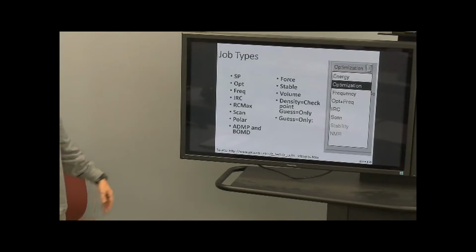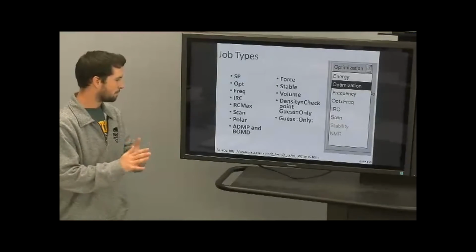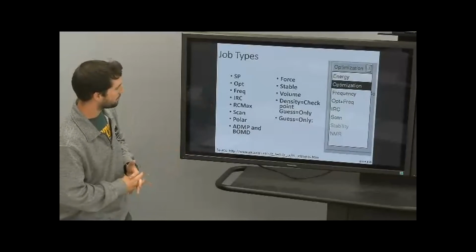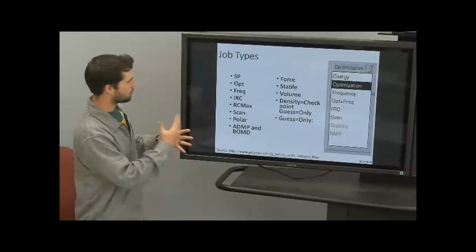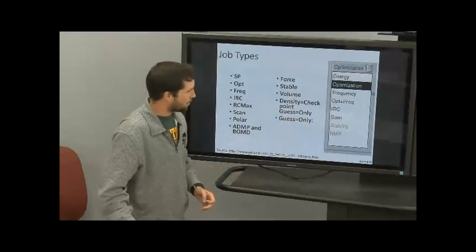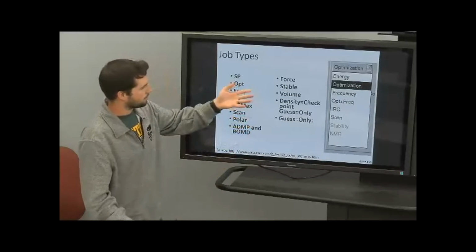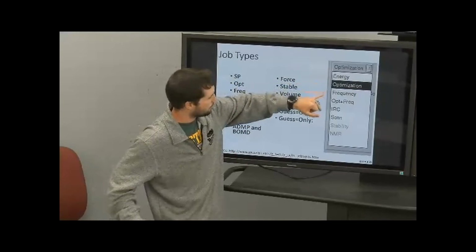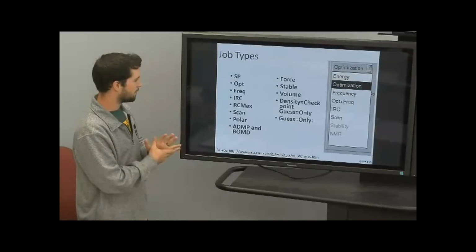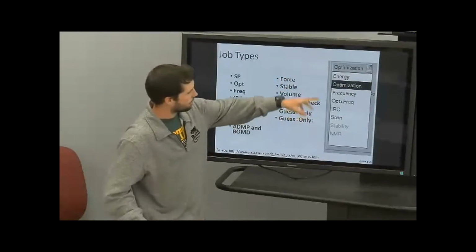So job types, I went onto the Gaussian website and pulled up all the different job types that they have: single point, optimization, frequency. So these are some of the different job types that you can do when you pull down the job types. We've all seen this energy optimization, frequency. These all have different things that they'll do.